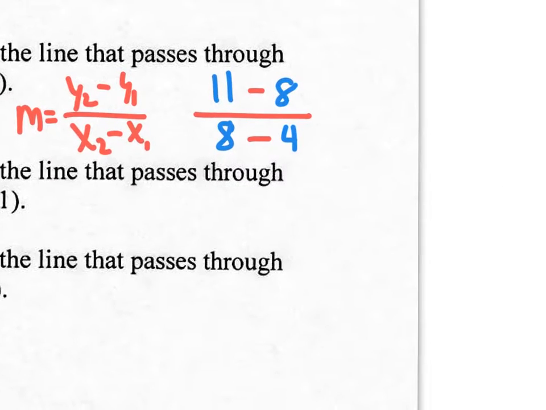So let me go to the side. 11 take away 8 is 3. And 8 take away 4 is 4. So there's our slope. It's up 3 over 4.